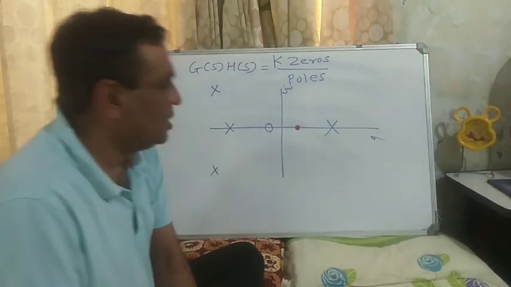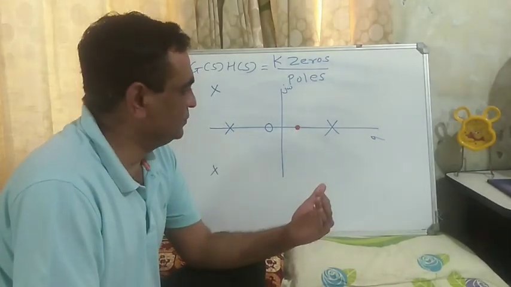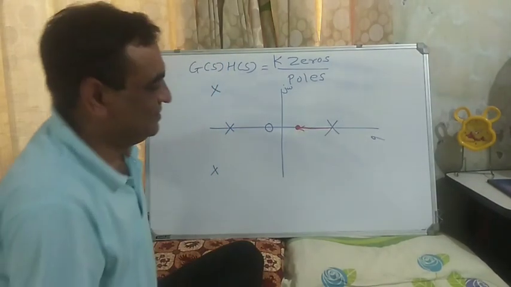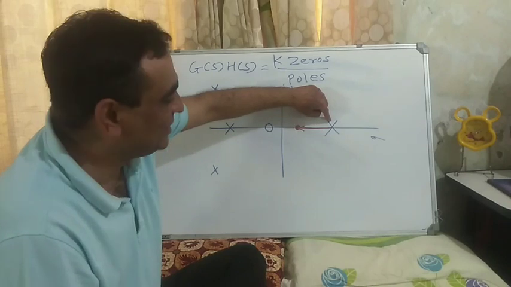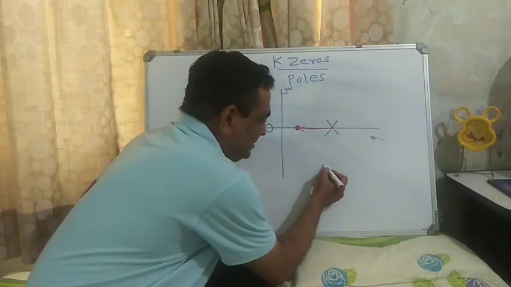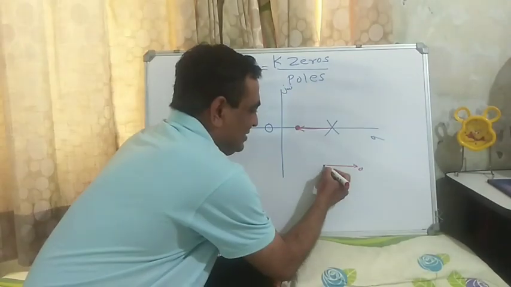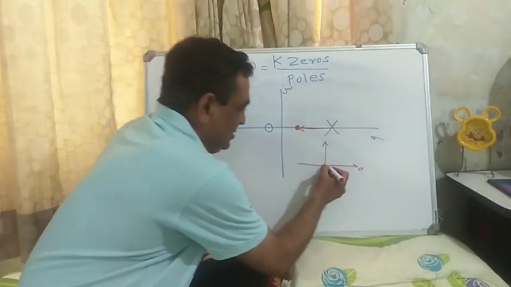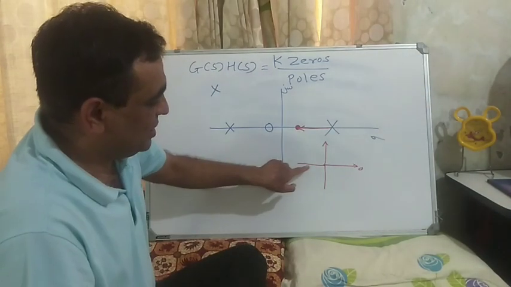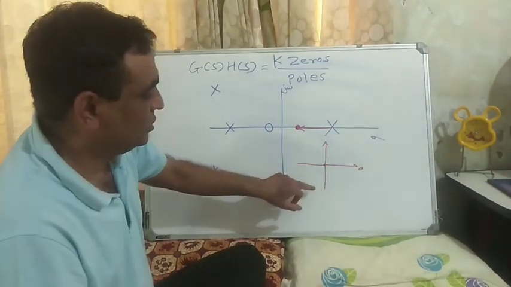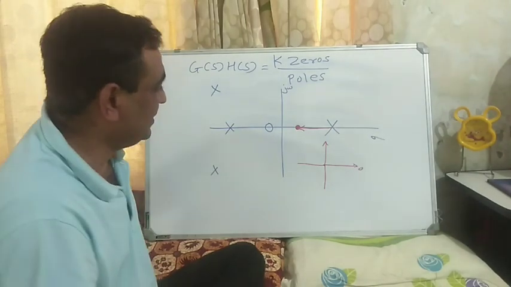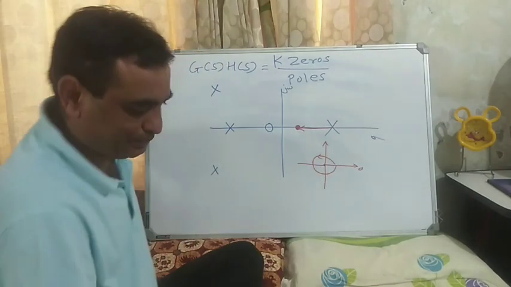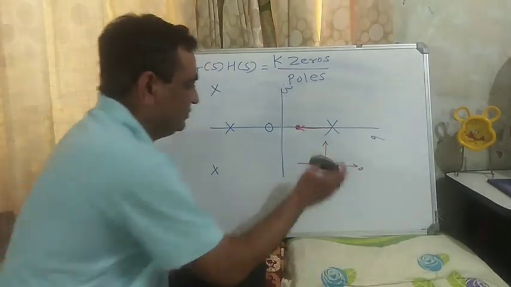Now, we are talking about the angle contribution. To this point it is actually 180 degrees. We know that this is 0 degree, this is pi by 2, this is pi, this is pi plus 90, or you can say 270 degrees. So angle contribution is always measured anti-clockwise.